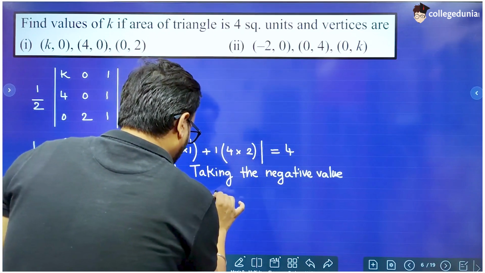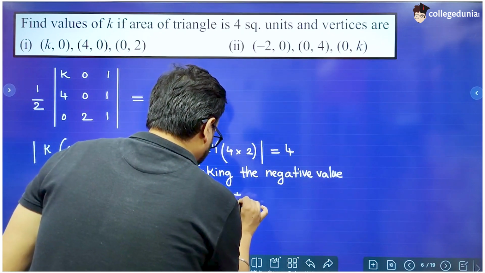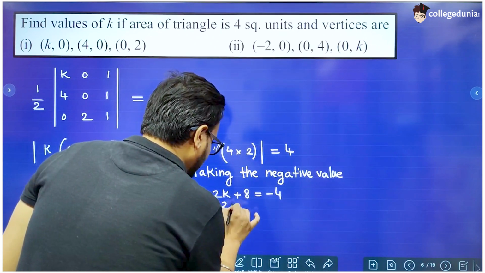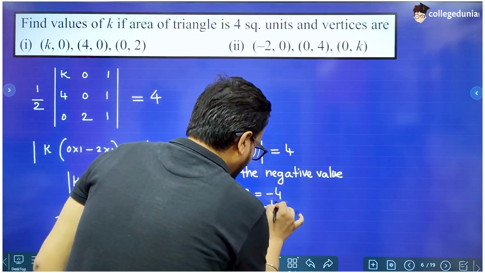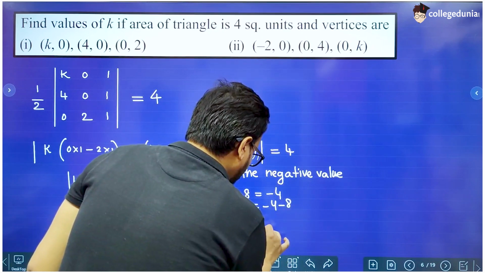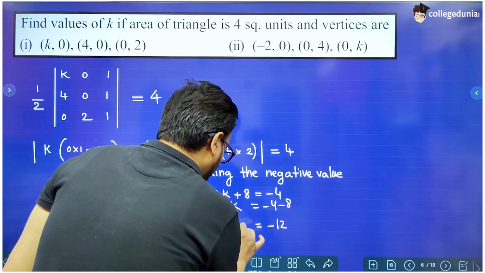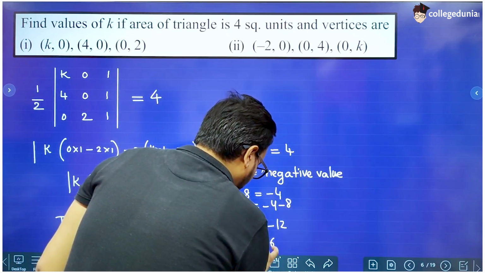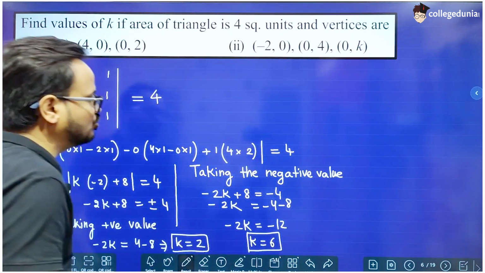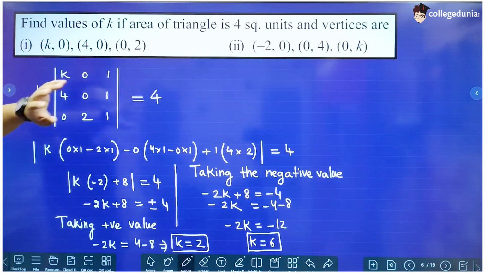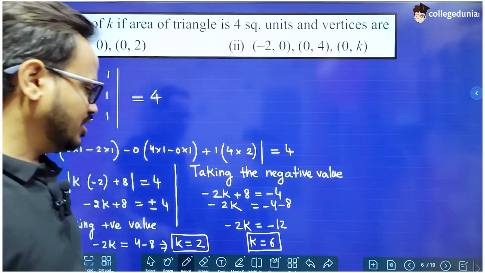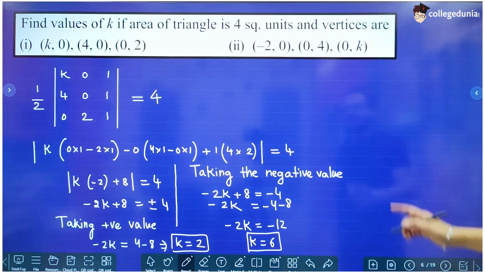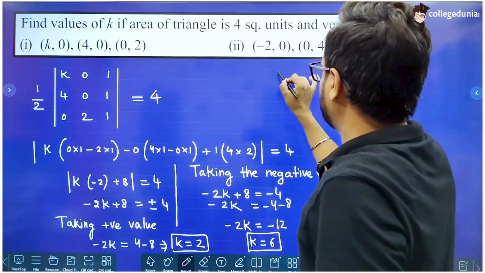now let's take the negative value. Minus 2k plus 8 equal to minus 4. So minus 2k equal to minus 4 minus 8, minus 12, so k is 6. So another value of k could be 6. Even if k is 6 or k is 2, we will get the area of the triangle as 4 square units, right? Okay. Now let's solve the other one.